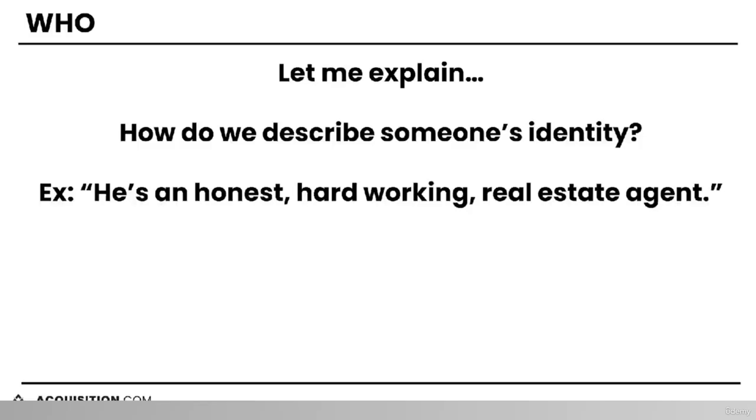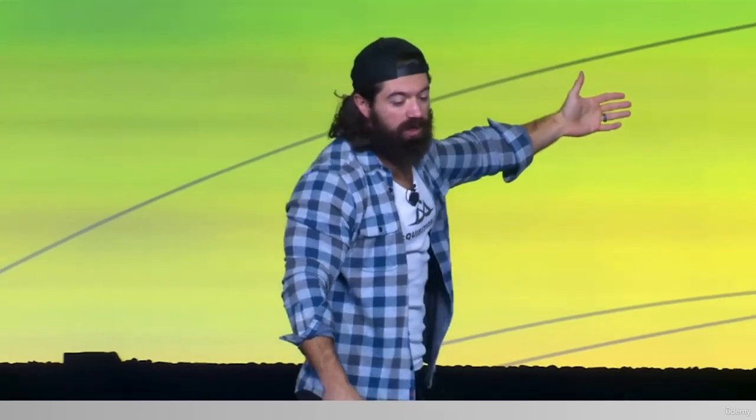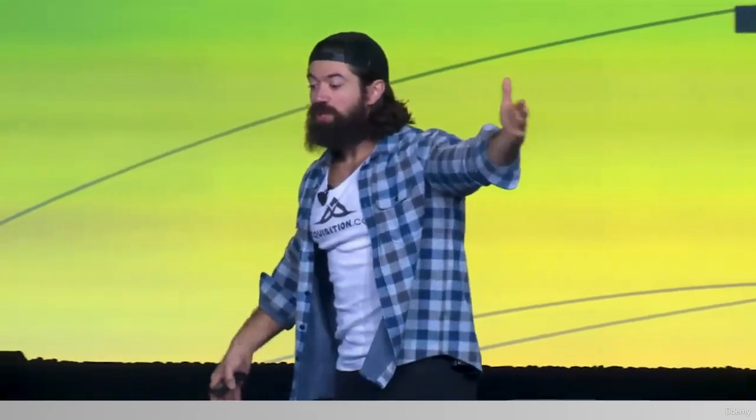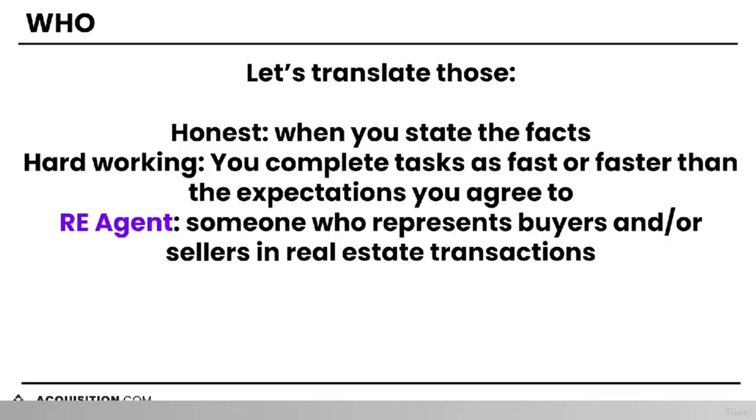We describe someone's identity. We say, hey, he's honest, he's hardworking, he's a real estate agent. That's how we describe them. So let's translate those. He's honest. He states the facts. He's hardworking. You complete tasks as fast or faster than expectations you agree to. The real estate agent, someone who represents buyers and or sellers in real estate transactions. All right, that's the identity. But everything that we use to describe the identity are things the person does.